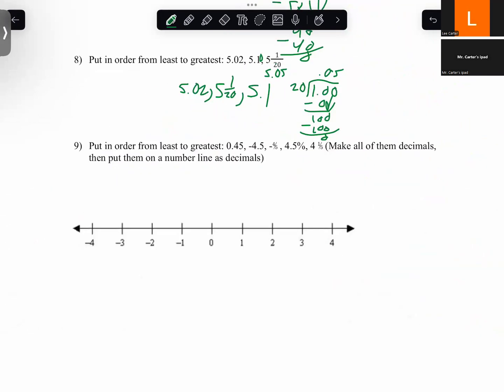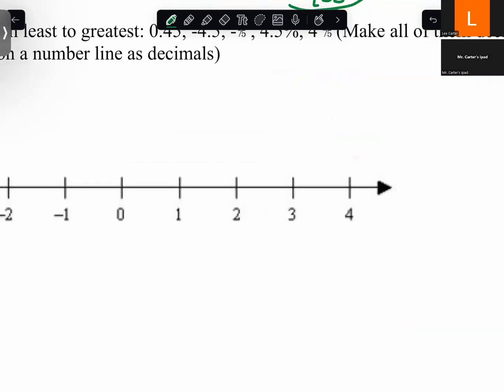All right, and then the last one here, we have 0.45, negative 4.5, negative 4/5, 4.5%, and 4 and 1/5. Okay, so I said put them all on the number line as decimals. So 0.45, pretty straightforward, just slightly less than 0.50, which is 1/2.